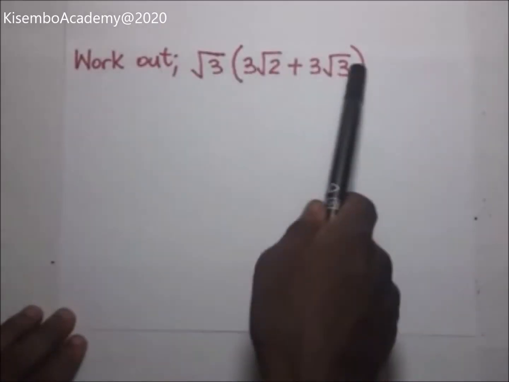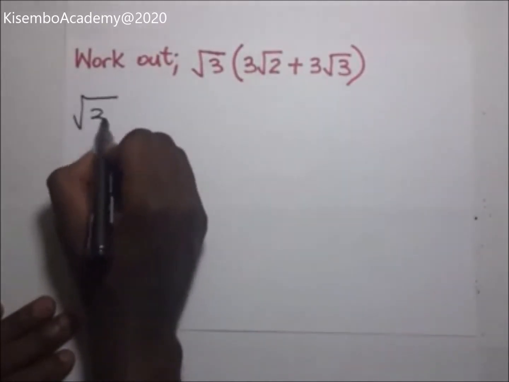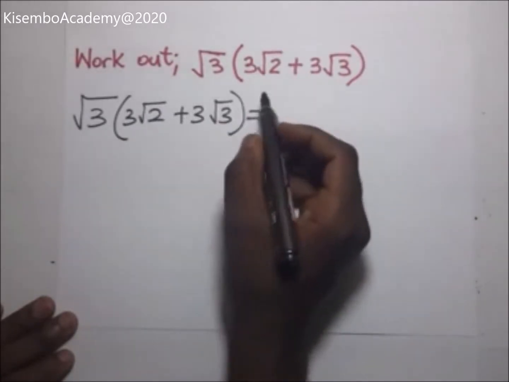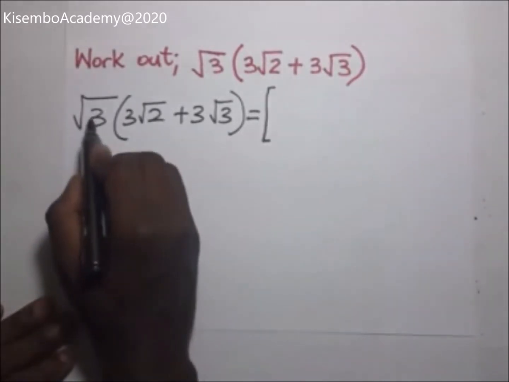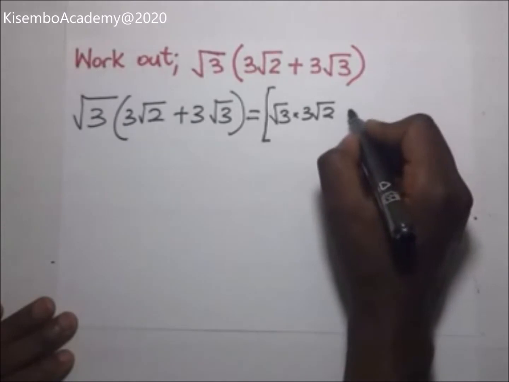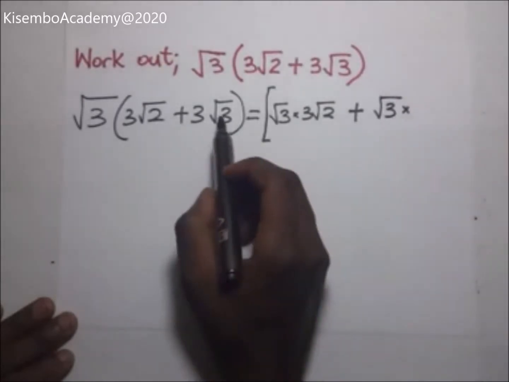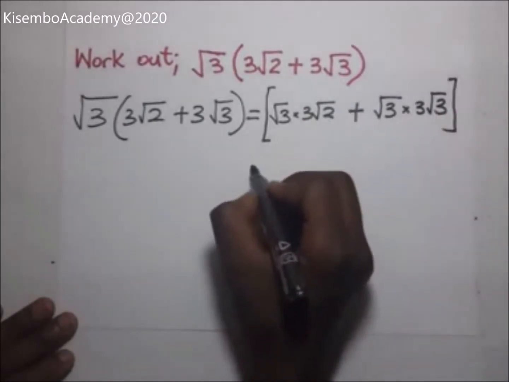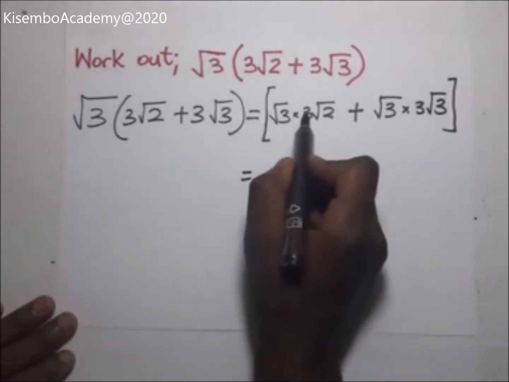Now in our illustrations we are being required to work this out. So square root of 3 into 3 root 2 plus 3 root 3 is going to be equal to, so we open brackets, square root of 3 times that, so this is going to become this times that, which is root 3 times 3 root 2, plus root 3 times this, which is root 3 times 3 root 3, like that. So this is going to become now root 3 times 3 root 3. Remember this is 1 root 3 times 3 root 3.